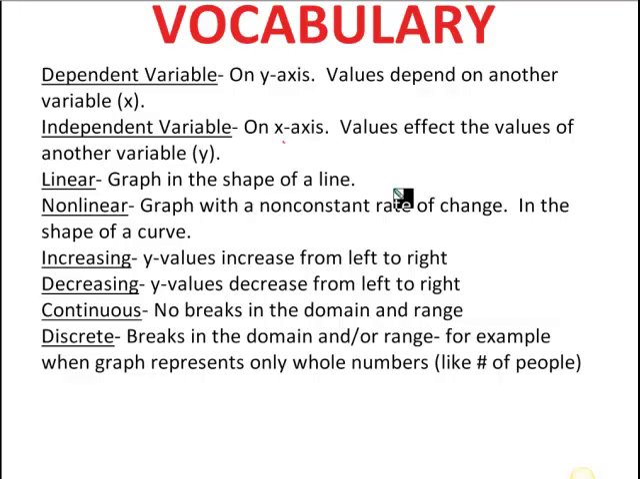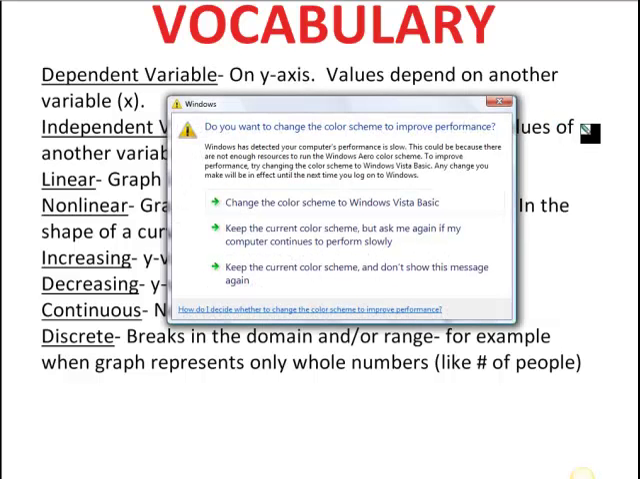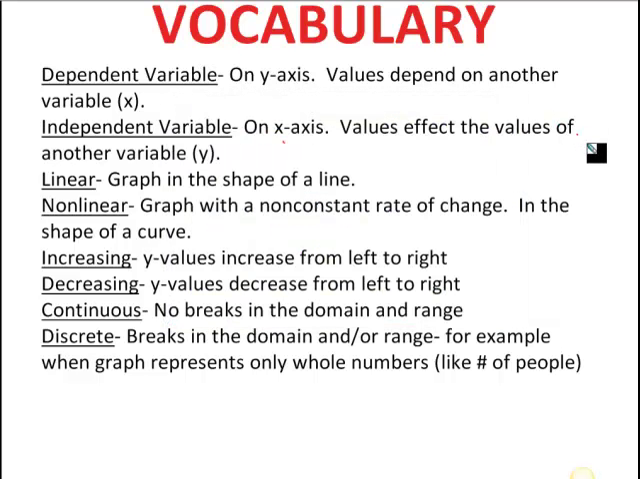Linear and nonlinear. A linear would be a graph in the shape of a line. We've looked at a lot of these types of relationships, linear relationships with constant rates of change. Nonlinear being just that, a graph that does not have a constant rate of change. It is in the shape of a curve. It might increase and decrease. It might change directions, and that's fine. It is just not constant is what we're looking at there. And we've looked at a couple different types of nonlinear relationships. We'll continue to look at some more throughout the year.